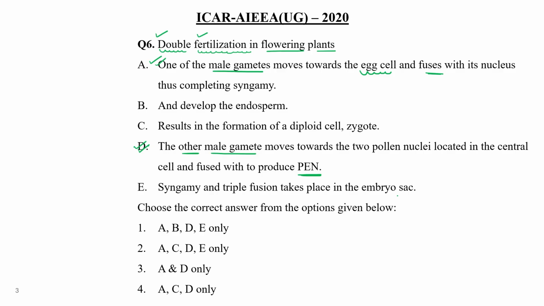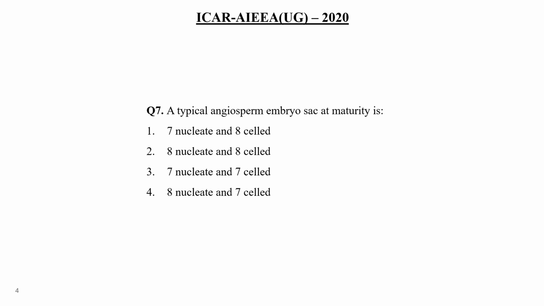What does double fertilization mean? Fertilization occurs 2 times: fusion of two different male gametes with different types of cells, right? One with the egg cell, the other with the two polar nuclei. So choices A and D. In choice number 3, A and D are present. So choice number 3 would be the correct answer of this question. Clear? Now let's move to the next question, that is question number 7.